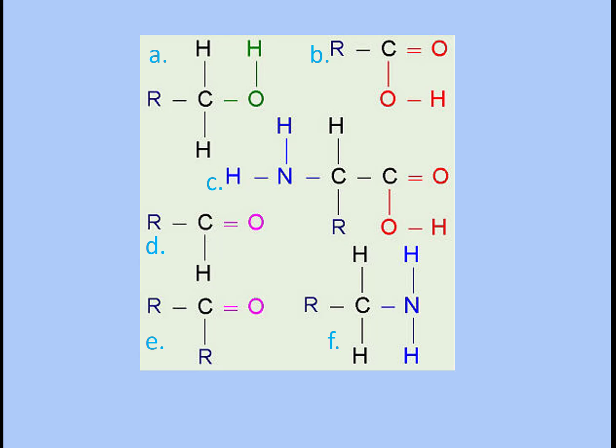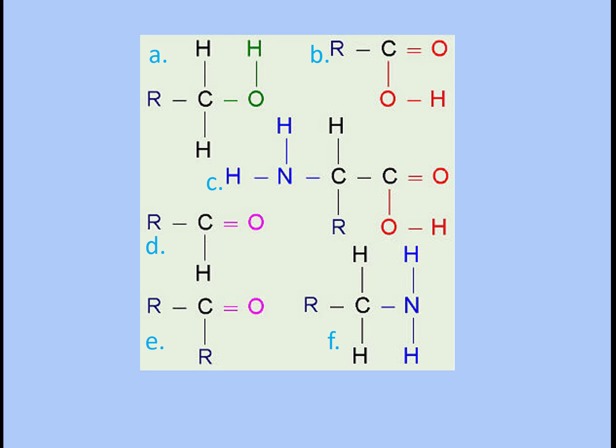Okay, we're back. The first one is an alcohol because of that OH group. The second one is our carboxylic acid. The third one is interesting. I have an amine on one side and a carboxylic acid on the other side. So this is what's called an amino acid. So the building block of protein.